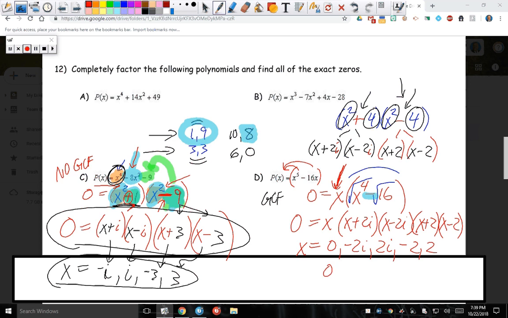And yes, if you wanted to be a little bit more efficient and just do plus or minus 2i, plus or minus 2 on this one or any of the ones that we've done previously, you are more than welcome to.